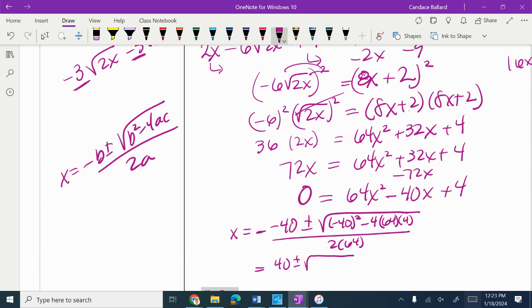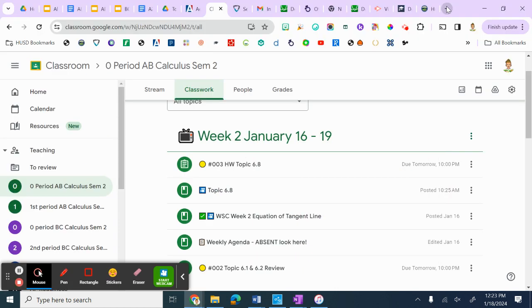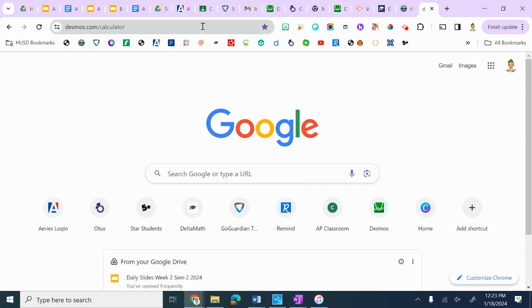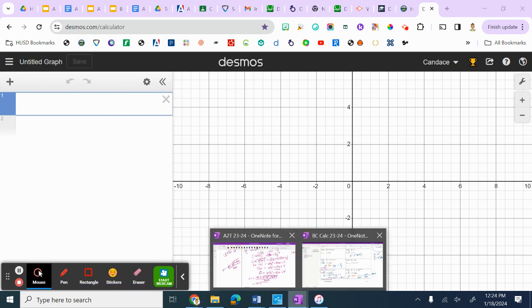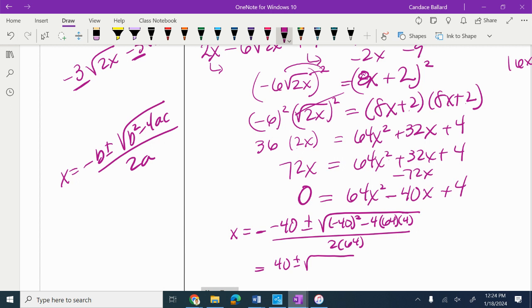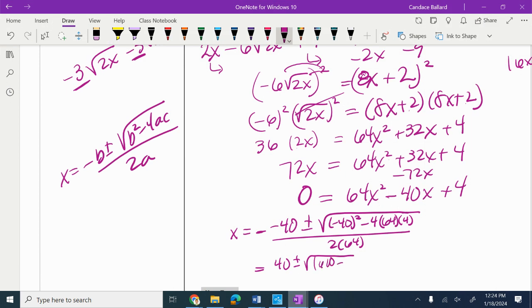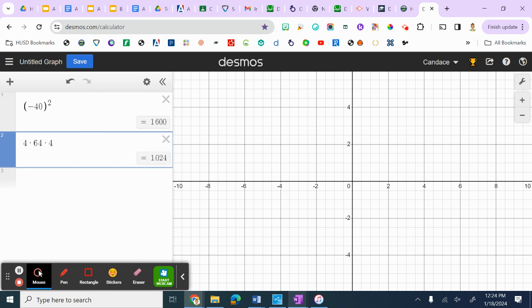All right, let's see what we can get under this radical sign. I'm going to go ahead and use some Desmos to help me out here because that's definitely calculator work. So let's go Desmos. Okay, so negative 40 squared is going to be 1600. So 1600 minus, I need 4 times 64 times 4. 4 times 64 times 4 is 1,024.